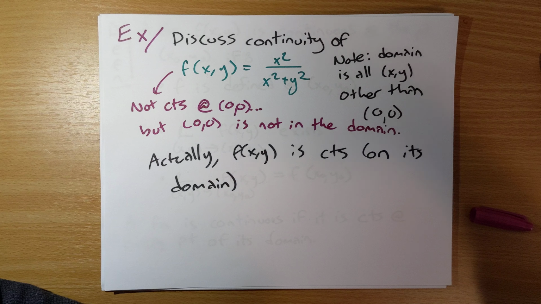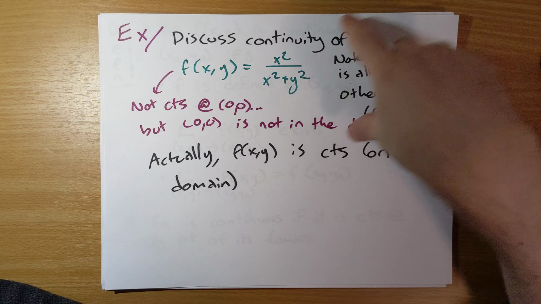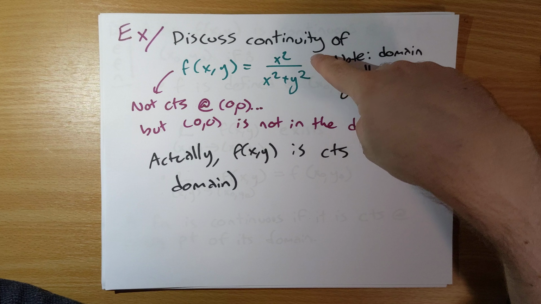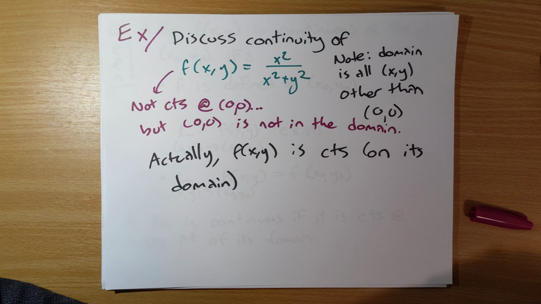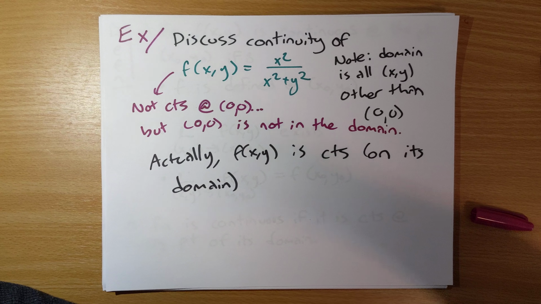If x and y are anything other than (0, 0), this fraction is going to be defined, and the limit as you get close to any point other than (0, 0) you can just evaluate by substitution. So this function is continuous on its domain. Okay, so that's a little discussion here about continuity.